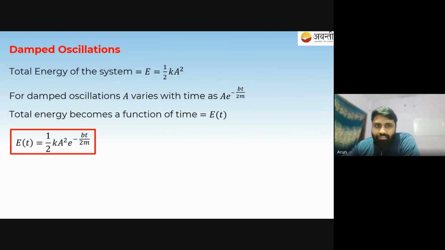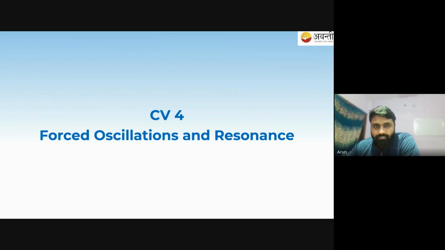Now, this is the total energy. You can note it down or take a screenshot of it. This is the total energy expression. Okay. Now, forced oscillation and resonance.